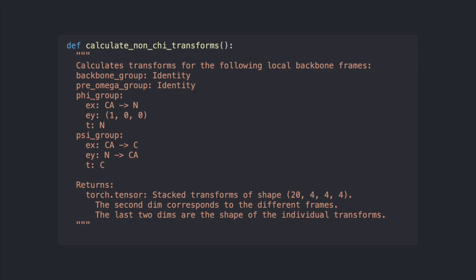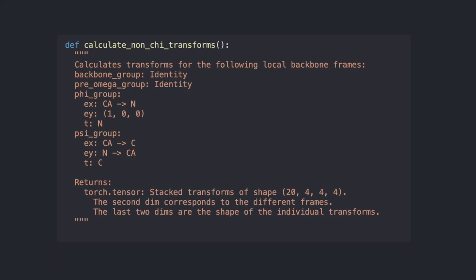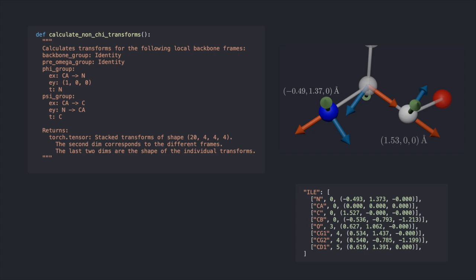The docstring states what the vectors for the x and y direction and the translation of the phi and psi groups should be. You can see that this positioning agrees with the placement of the frames we just discussed. Looking at the atom data, we can check that all atom positions used are given relative to the backbone frame, which needs to be the case so that we can use them to position the new frames relative to the backbone group. When all is done, the method returns a tensor of shape 20, 4, 4, 4, consisting of the 4 4x4 backbone frames for the 20 amino acids.